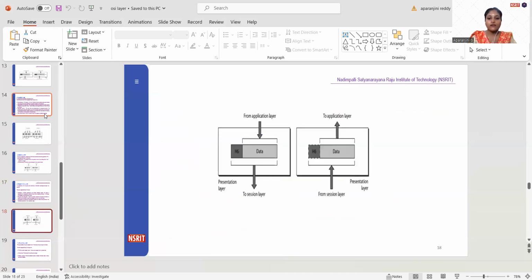As we can see here, the data will be transmitted from the application layer to the presentation layer, and from the session layer to the application layer on the other side. In the presentation layer, we have functions like translation, ASCII to EBCDIC. Next, encryption and decryption. For example, if I send a message in Telugu from the sender side and the receiver knows only English, then with the help of this presentation layer, the data will be translated into the language which the receiver wants. Next, the compression, that is, the number of bits will be reduced.